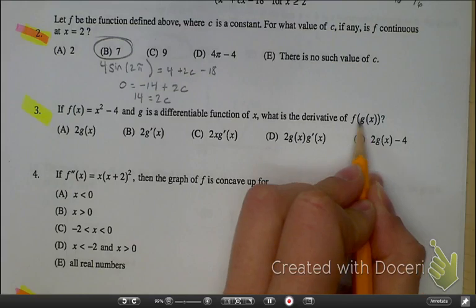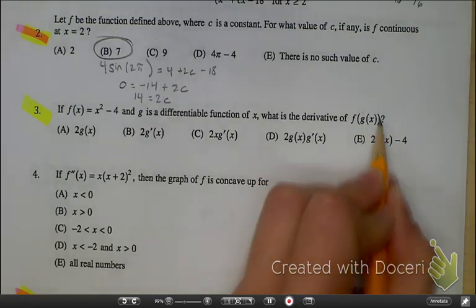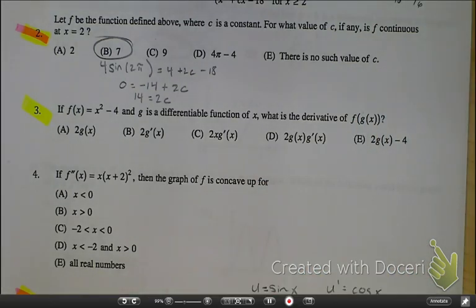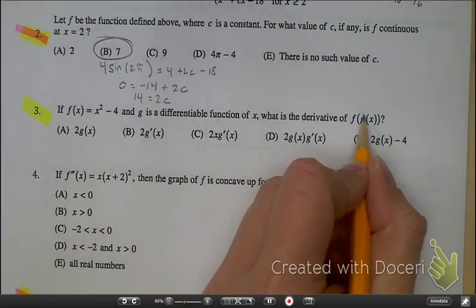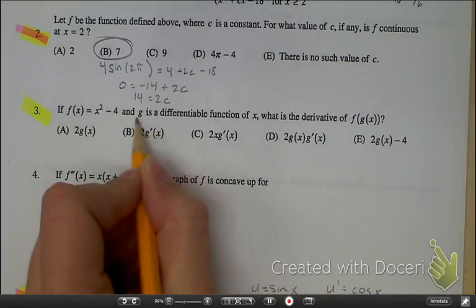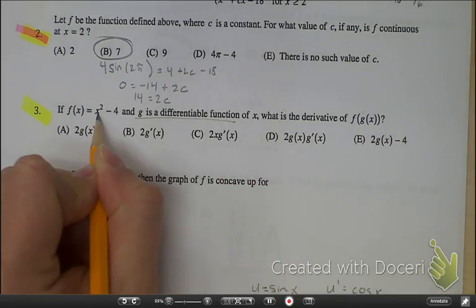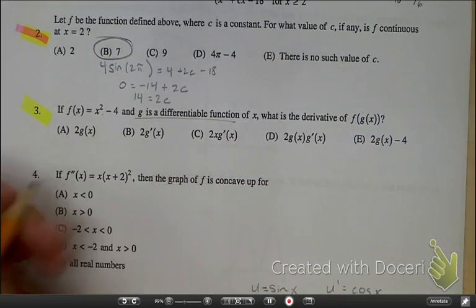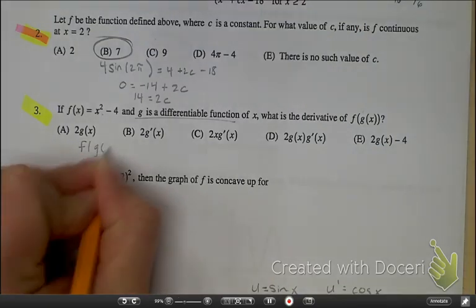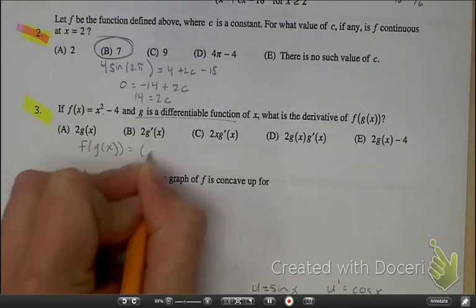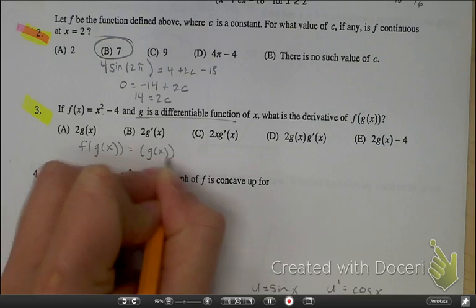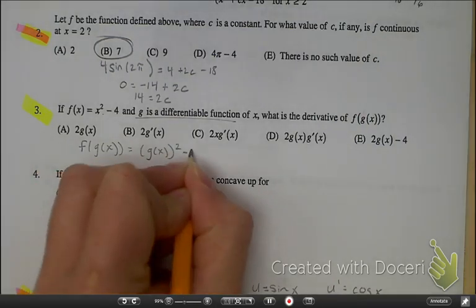So this is a composition. It literally means to take g of x and plug it into f. Well, we don't have an expression for g of x. We're just taking the name of the function g of x. They're just telling us it's differentiable. So take this function called g of x and plug it in, substitute it in to the function called f of x. So f of g of x would actually be g of x quantity squared minus 4.